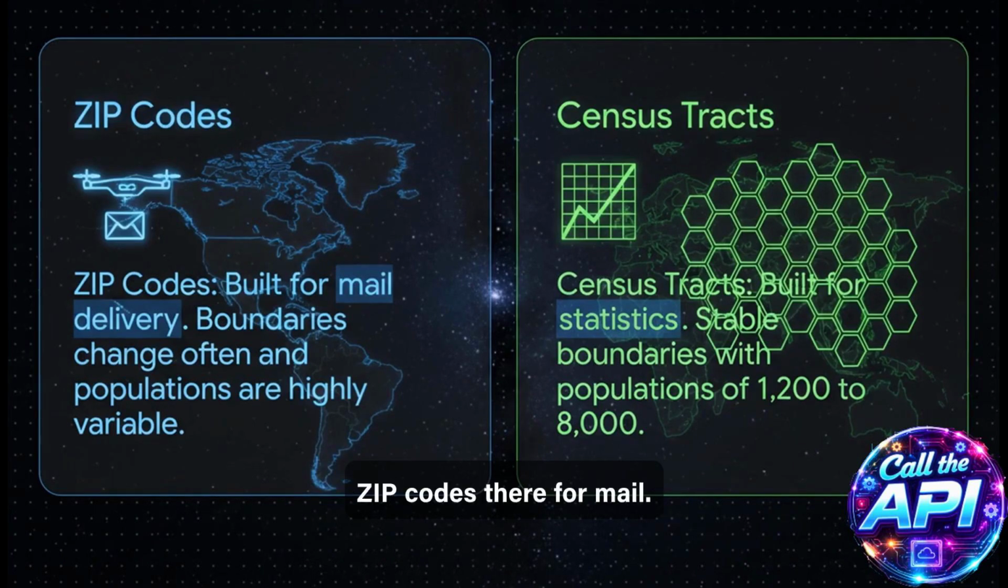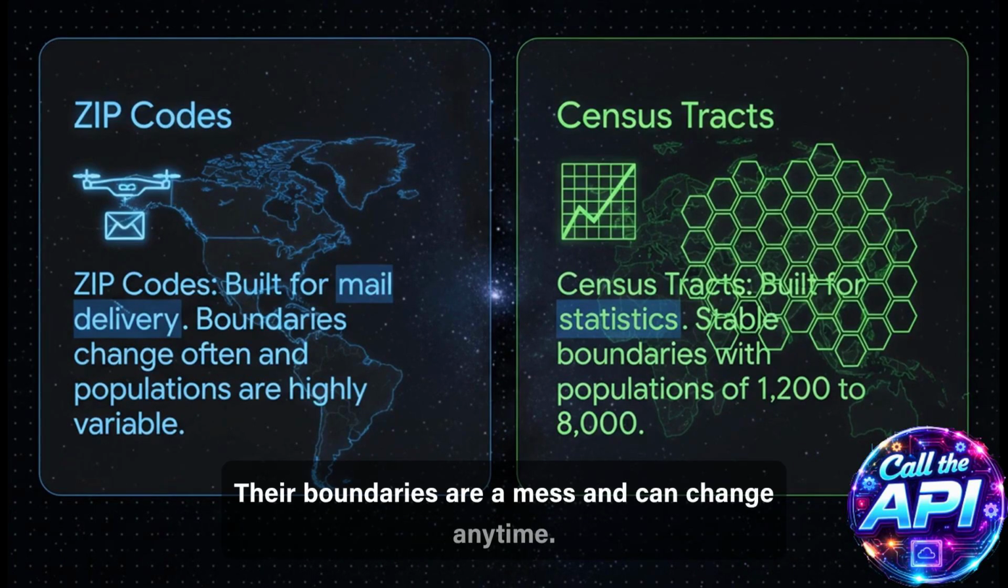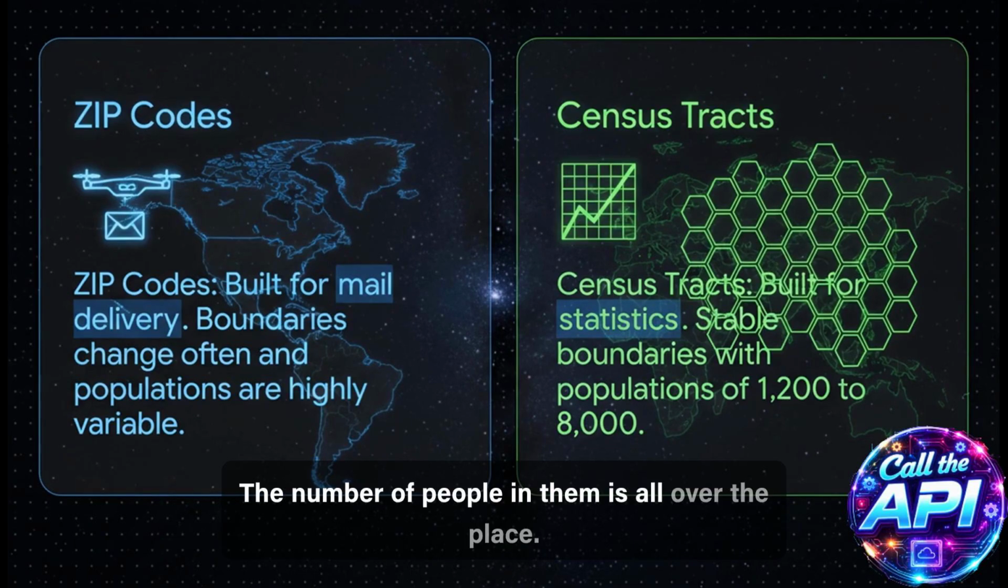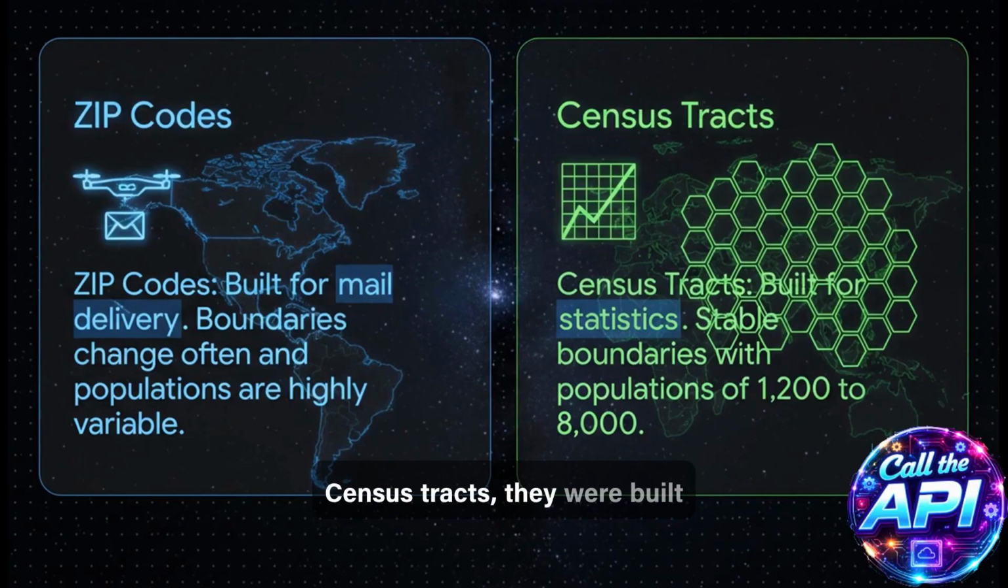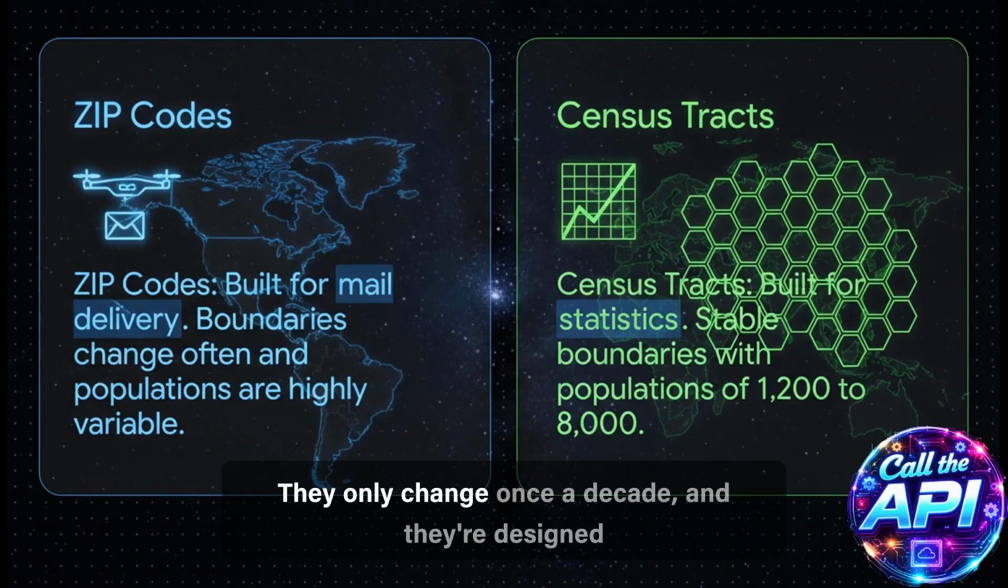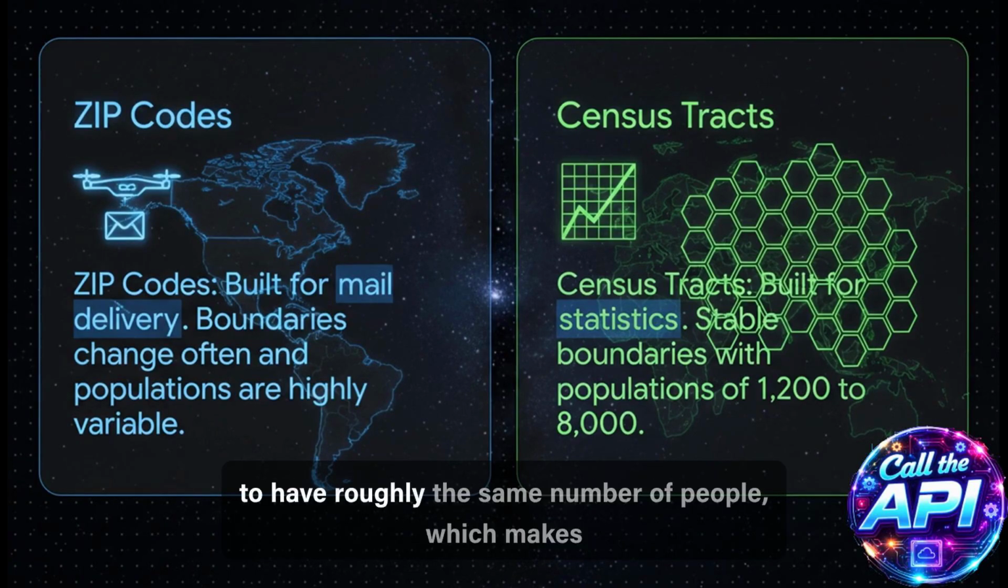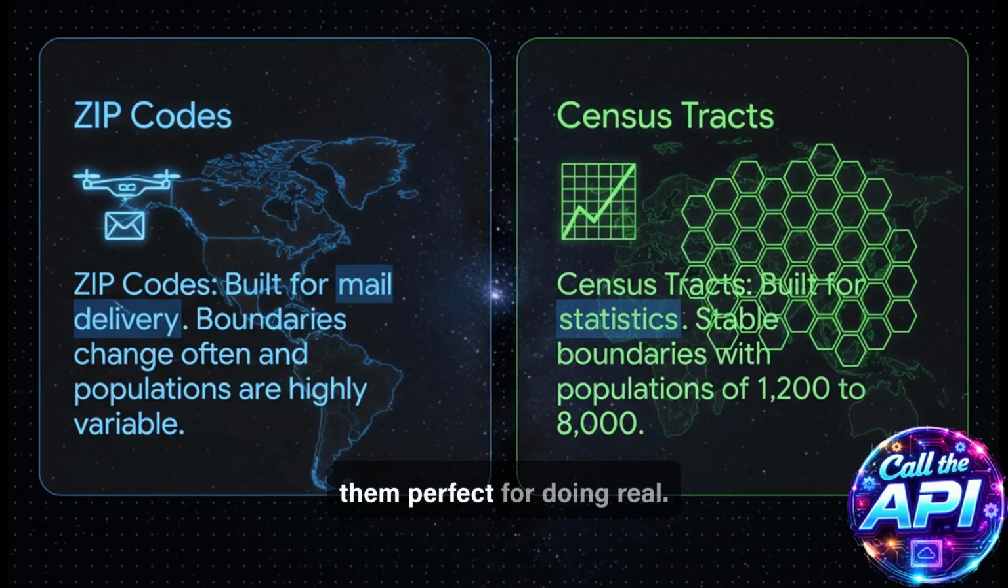Zip codes, they're for mail. Their boundaries are a mess and can change anytime. The number of people in them is all over the place. Census tracts, they were built from the ground up for statistics. Their boundaries are stable. They only change once a decade. And they're designed to have roughly the same number of people, which makes them perfect for doing real apples-to-apples comparisons.